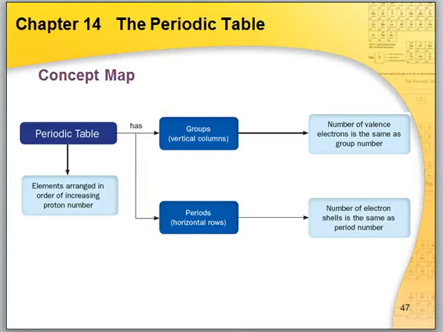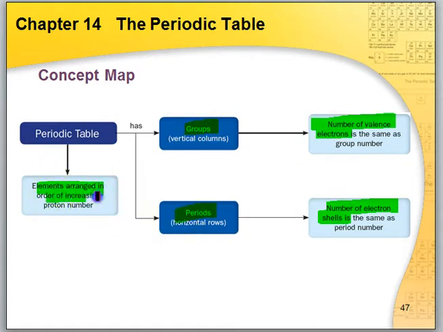We will look at some of the concept maps here. The periodic table has groups and periods. Group tells us the number of valence electrons. Period tells us the number of electron shells. The periodic table elements are arranged according to increasing proton number.